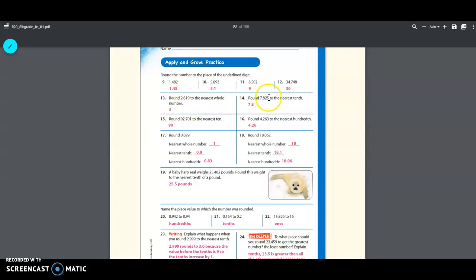Round 7.825 to the nearest tenth. I look at the tenth. I look at what's next to it. That number is lower than 5, so it's going to remain the same. It stays at 7 8/10.